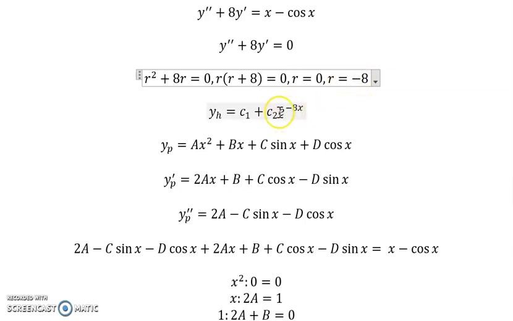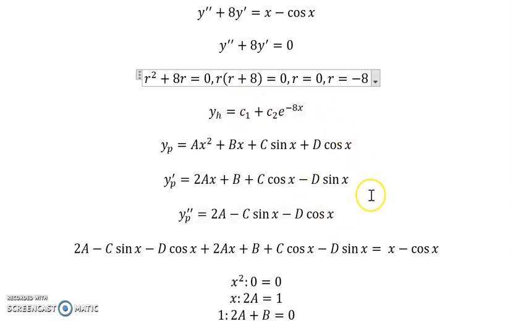Now, r equals negative 8 gives us e to the negative 8x. And then the constant, r equals 0, is c1 times e to the 0x. But e to the 0 is just 1, and so we just get this constant sitting right here.